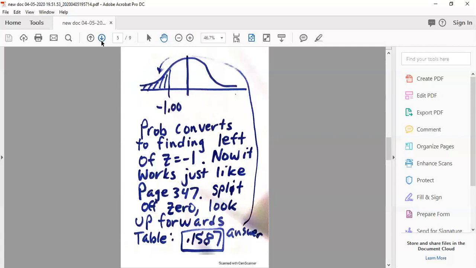So the problem converts to finding the percentage left of -1. And now it works just like on page 347. We split off the hundreds place 0, look it up forwards. Table value gives us 0.1587. 15% of the eggs will hatch in less than 20 days.